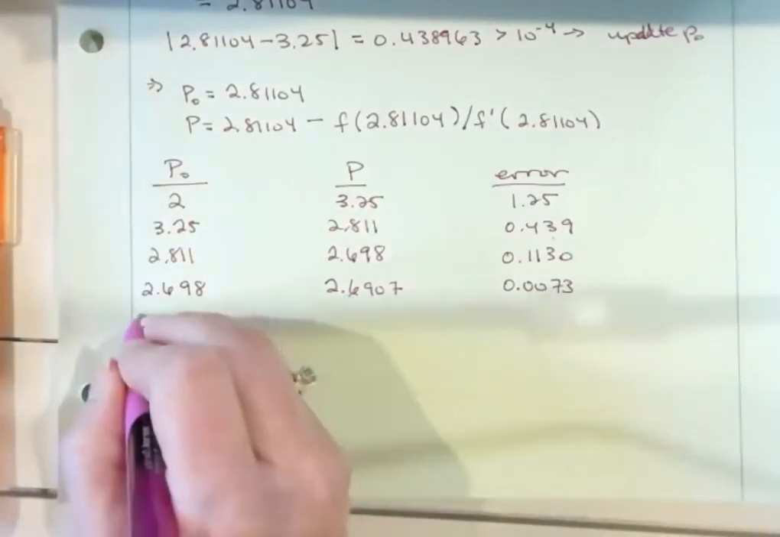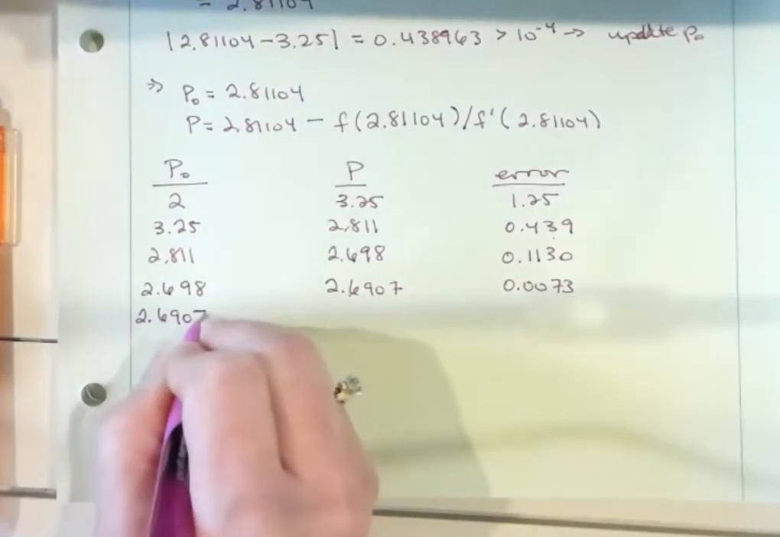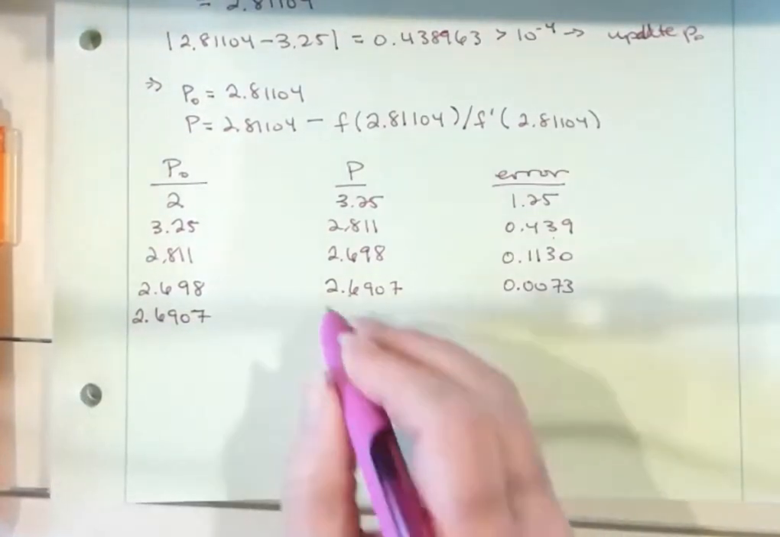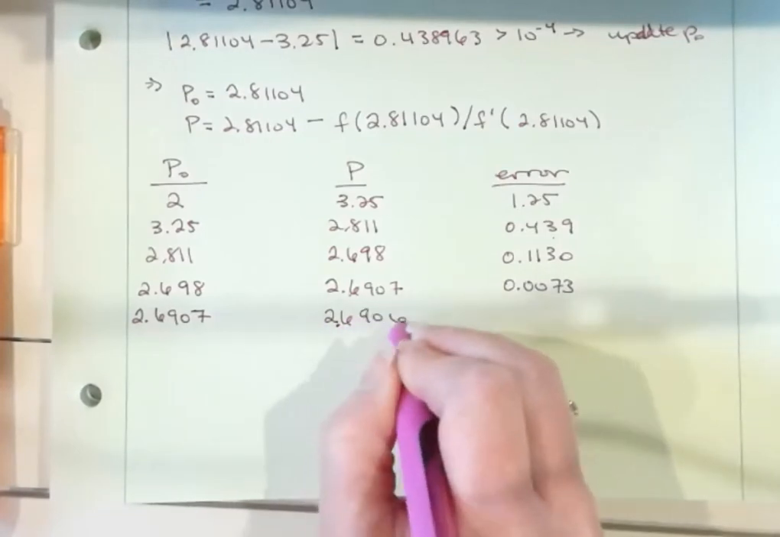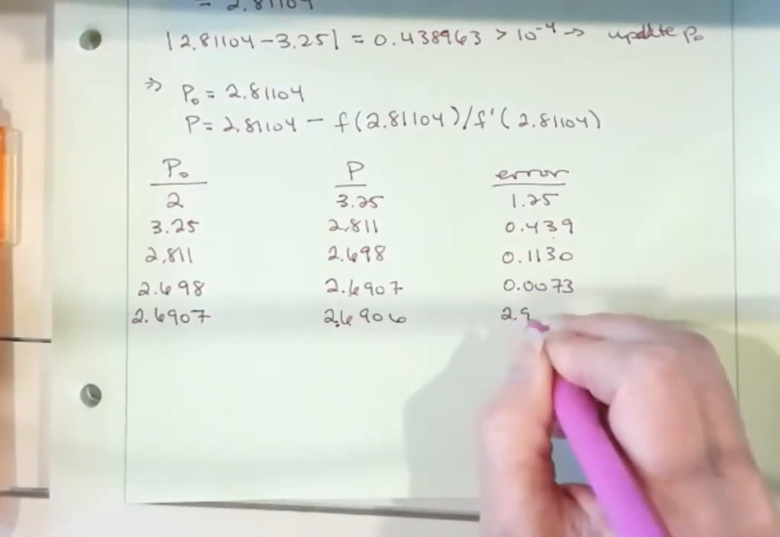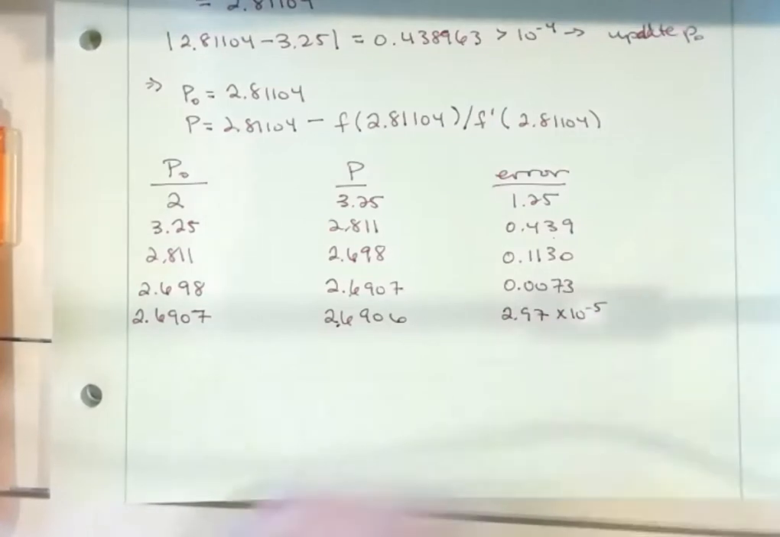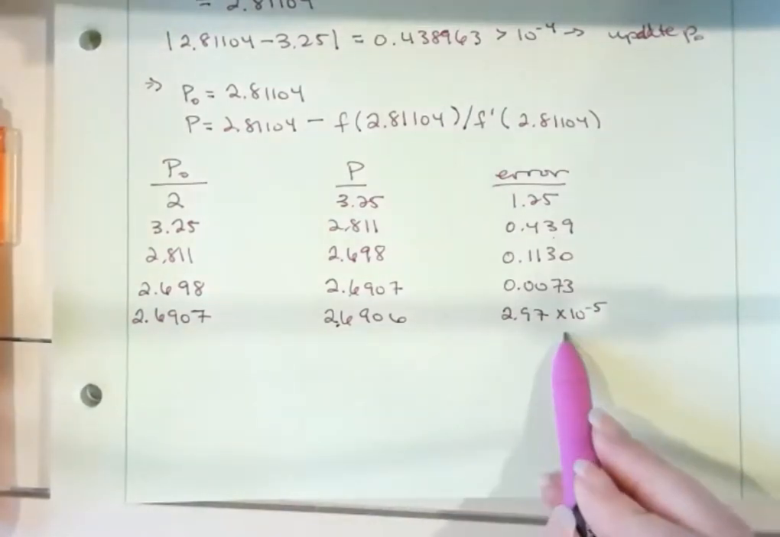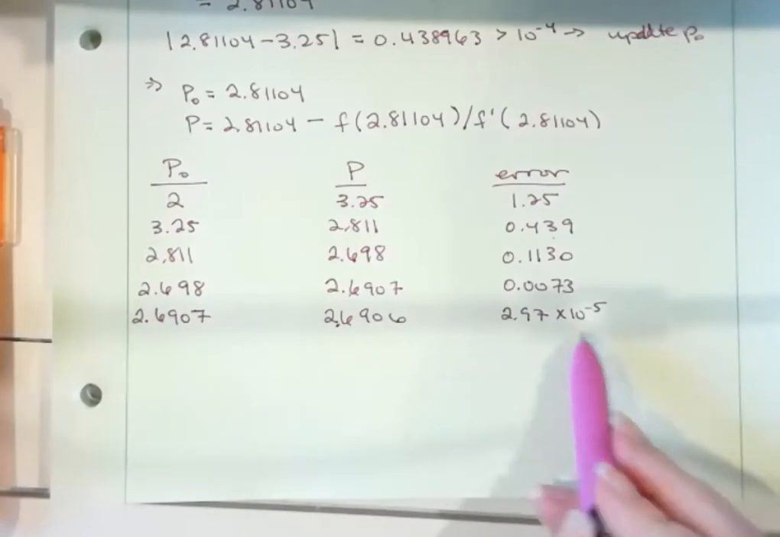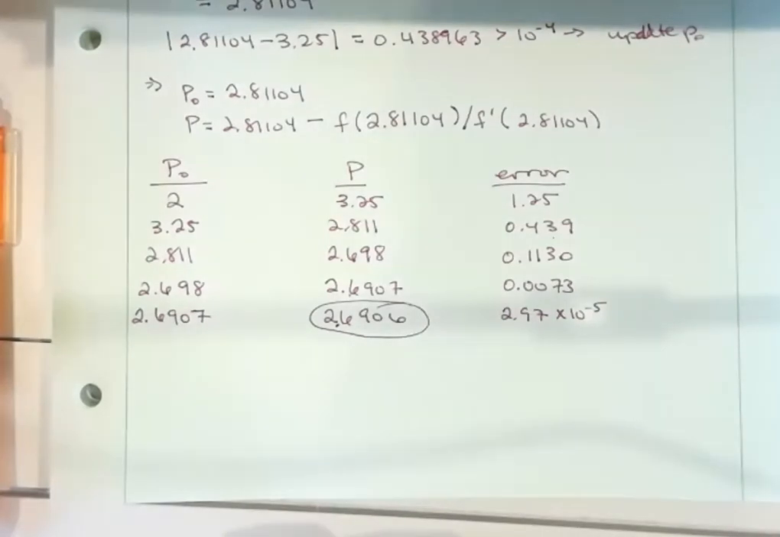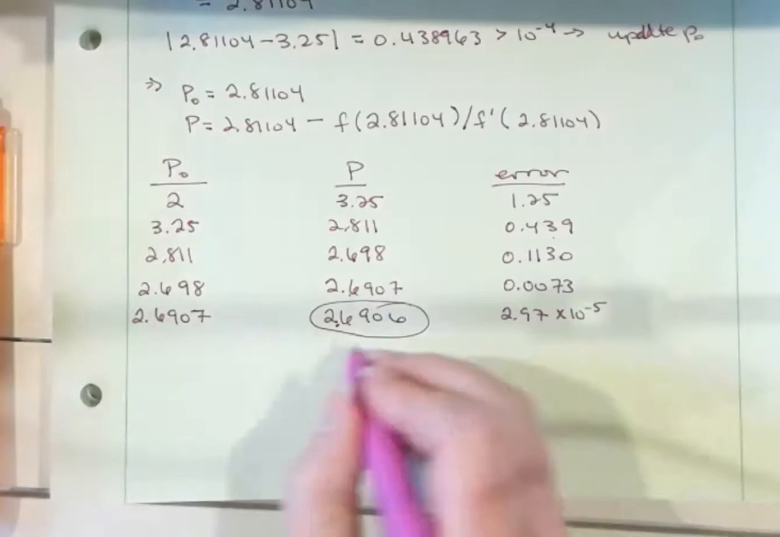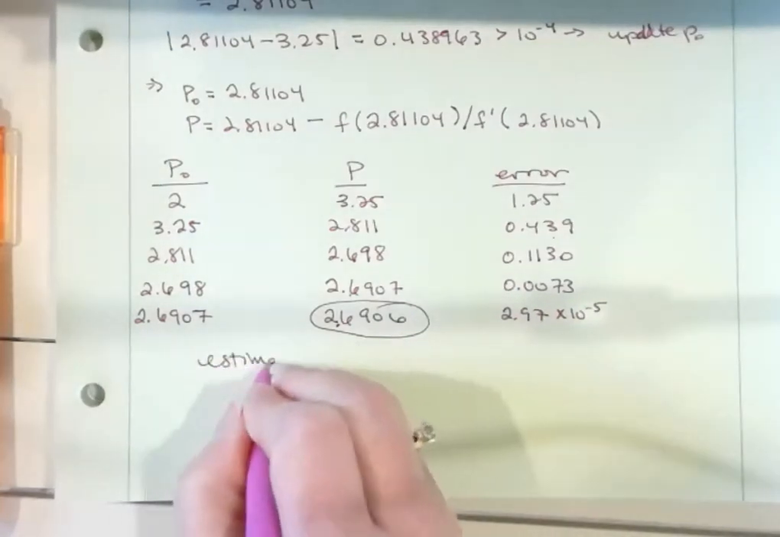So this becomes your initial approximation, so 2.6907. And then when you calculate P, you get 2.6906, and that gives you an error of 2.97 times 10 to the negative fifth. So this is within our tolerance requirement, right? Because this is smaller than 10 to the negative 4. So that means we're done, and that means that this right here is our estimate of the root that lies between 1 and 4 on the x-axis. Okay, so that would be our answer.